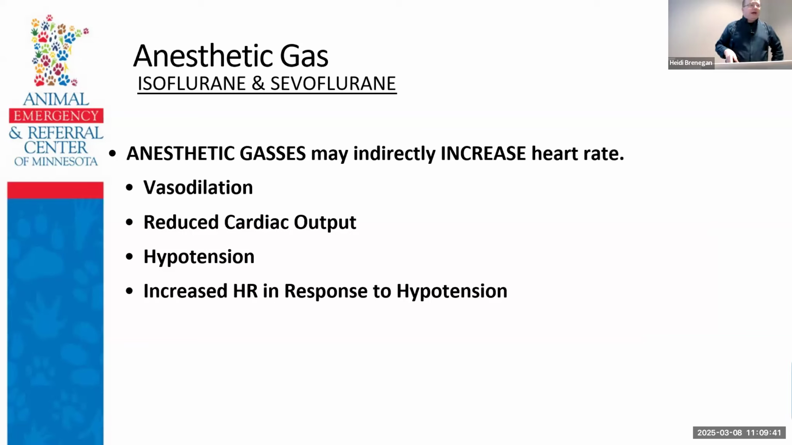Now, anesthetic gas, this goes back to what I mentioned when we started this lecture. Turn up the gas when the animal's heart rate goes up, turn down the gas when it goes down. You need to realize anesthetic gas can indirectly increase heart rate through vasodilation, triggering the aortic baroreceptors to try to improve the blood pressure by increasing heart rate. But anesthetic gas does not directly affect heart rate. Anything that comes from the anesthetic gas regarding heart rate or cardiac output is sort of secondary.